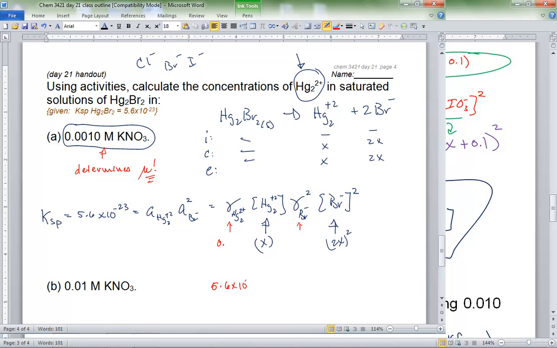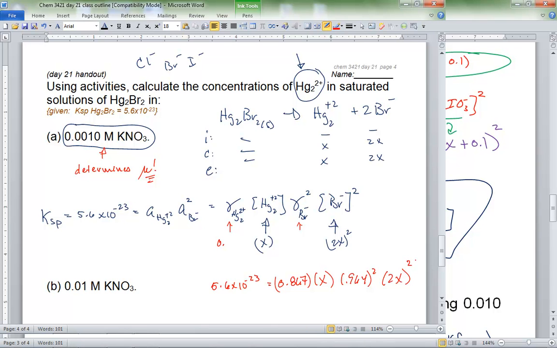5.6 times 10 to the negative 23 has to equal 0.867 x. And bromide. There it is. Thank you. 0.964. And I have to square it. All right. I think we forgot to square that. Oh, you squared it? Okay, so maybe I did it. Yeah, I probably did it all together.